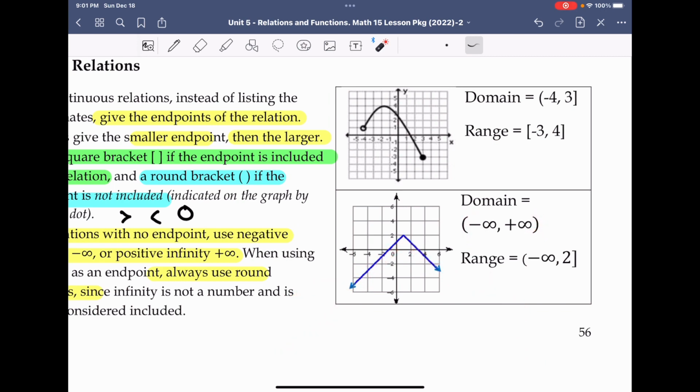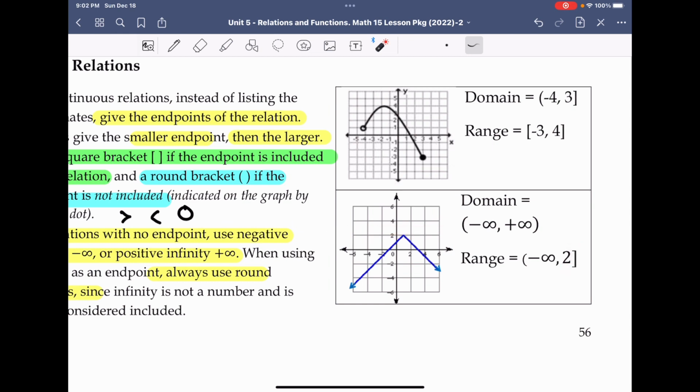Range, we have a highest possible point here. Our highest possible point is at 2. Our lowest possible point, well, these graphs continue to extend down infinitely in both directions. Thus, the lowest possible point is negative infinity, and we would put a round bracket. Our highest point is 2, which would get a square bracket because it is included.